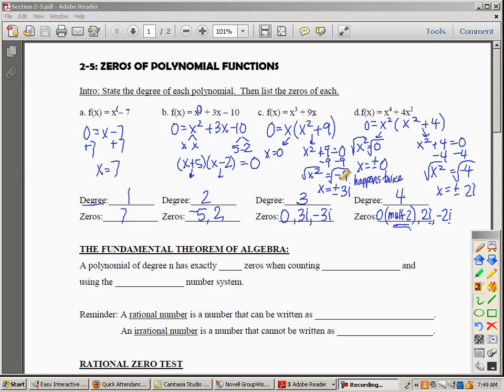Okay? This fundamental theorem of algebra is huge, absolutely huge. What it says is a polynomial of degree n, so if a polynomial has n as the exponent, then there are exactly n zeros. Like we saw above, in part A, the degree was 1, I had 1 zero. In B, the degree was 2, we had 2 zeros, and so on and so forth.